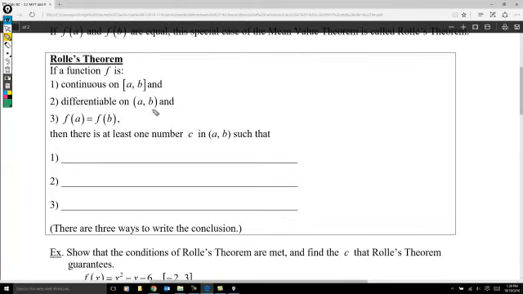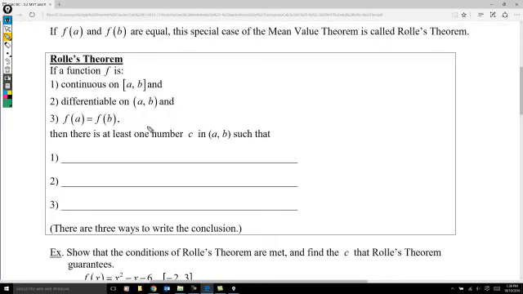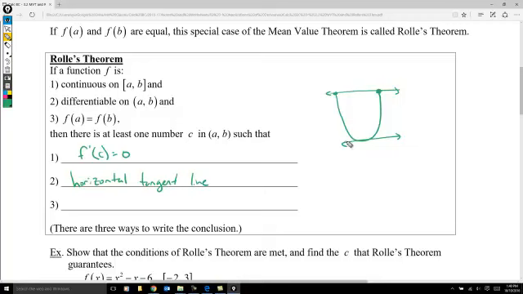But basically, if I'm continuous and differentiable and f of a equals f of b, then there's one number c such that f prime of c equals 0. Because if I draw my picture, if I have a secant line going through my two endpoints and the endpoints are the same, that means I have a flat horizontal line, meaning it has a slope of 0, meaning any derivative will have the same slope of 0. So f prime of c will be 0. It means I'm guaranteed a horizontal tangent line, meaning I have a slope of 0.